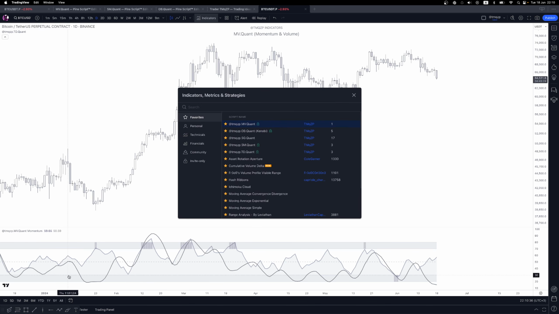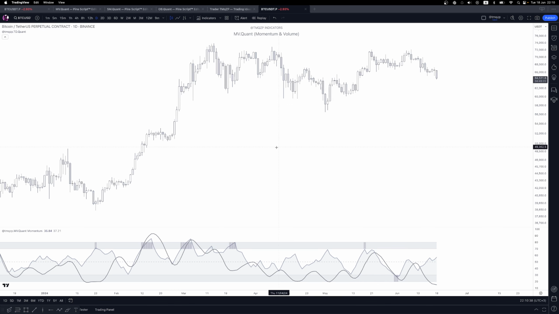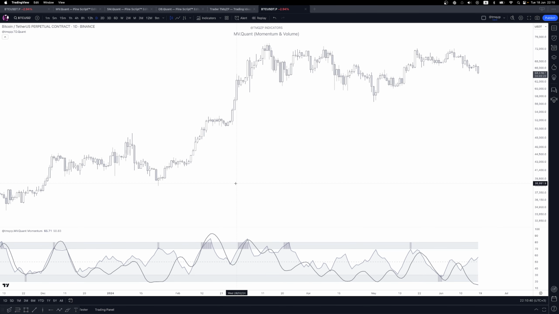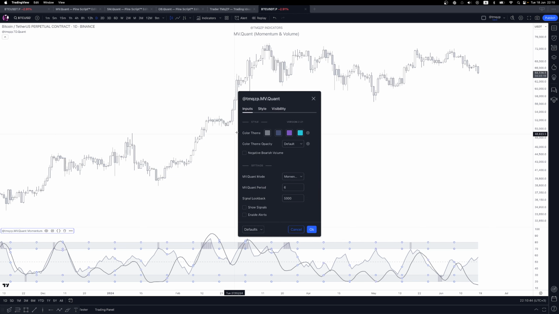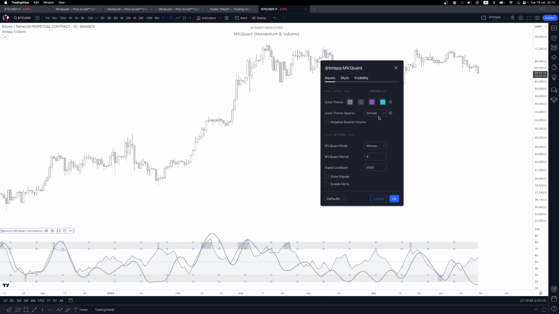Right, so we add it to the chart. We get the oscillator. This is the basic form in which it would normally load. We have our color settings as per usual, the theme and the opacity, and I'll cover this option in a little bit. Let's actually start with volume because that's probably the easier one for me to explain.